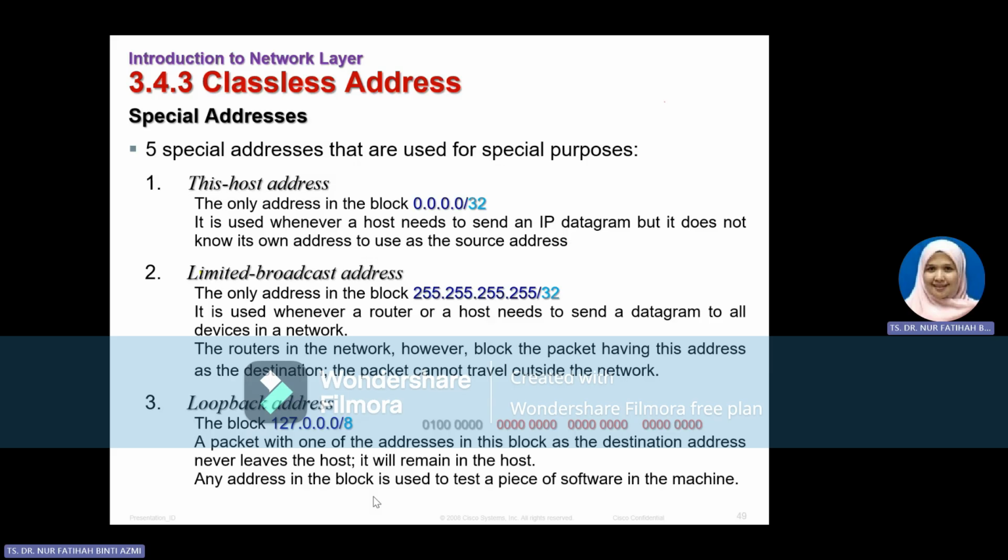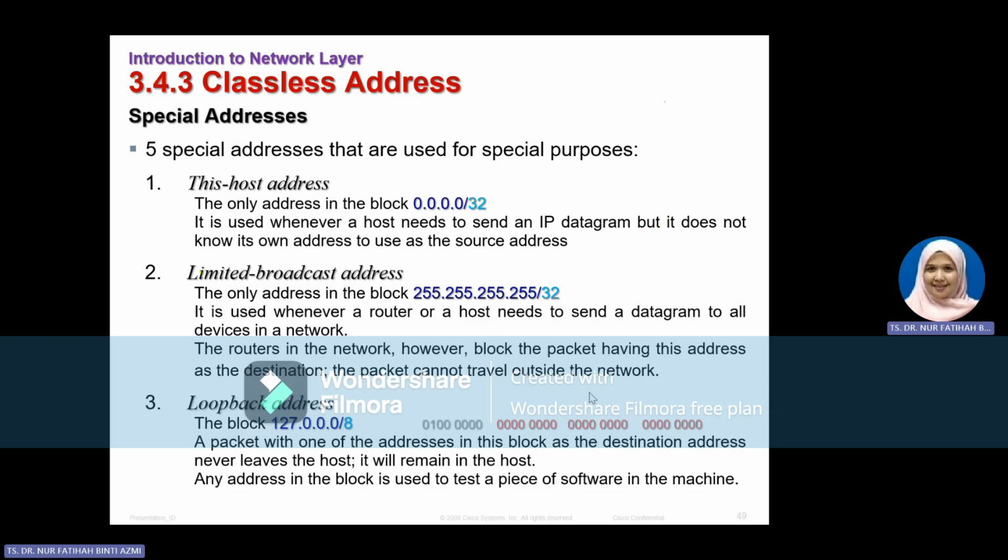This one is the five special addresses that are used for special purposes. The first one is this host address. It's used by a host when it needs to send out an IP datagram but doesn't know yet its own IP address, like during the initial startup process. So it's used as a source address in this very limited situation.